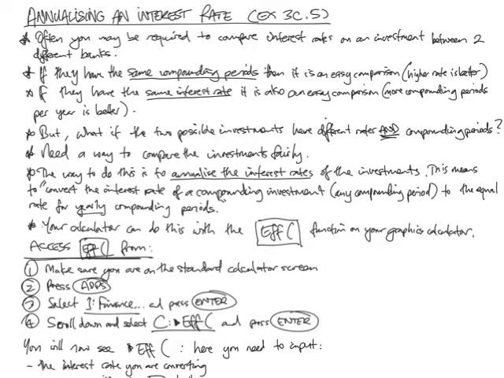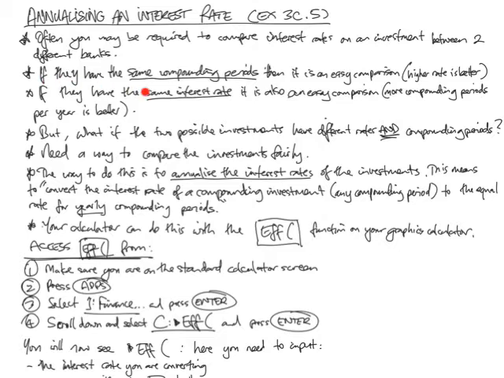This is on annualizing an interest rate, which is exercise 3C.5. It's another one involving using your calculator. So you're going to be asked a few questions, and maybe later on in life you might be comparing interest rates on an investment between two different banks or more than two.